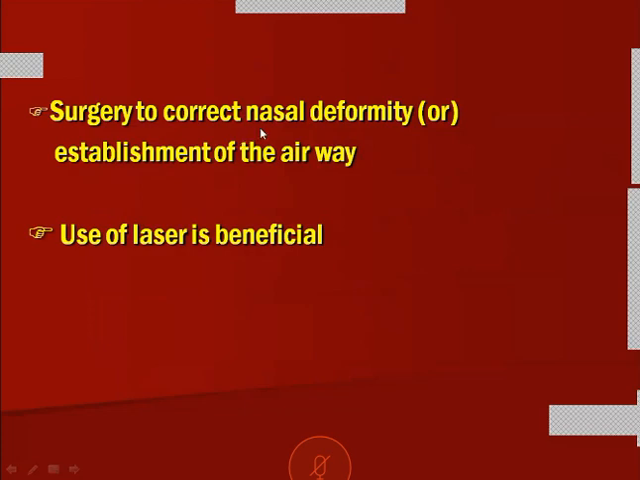So the surgery is only done when the passage is completely occluded, to recanalize it and establish the airway, and then to correct the nasal deformity, just like any deformity of the nose. That's the rhinoplasty surgeries. For recanalization of this psychiatric material, a better option is laser. With the laser you can burn out all the psychiatric tissue and then put in a stent so that it can epithelize and give rise to an airway.